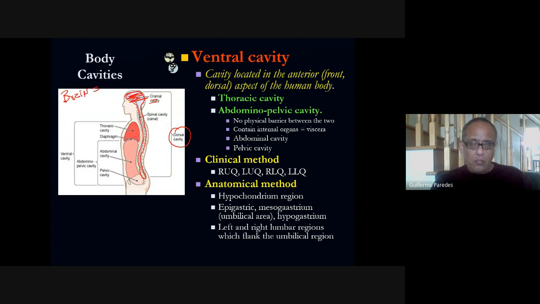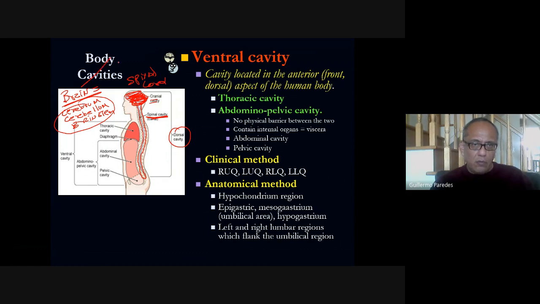Please, you need to know the divisions of the brain. The brain is the cerebrum, cerebellum, and the brain stem. So that is the brain. This is the brain here. And the spinal cord. So the brain is going to be cerebrum, cerebellum, and brain stem. Then we have the spinal cord.